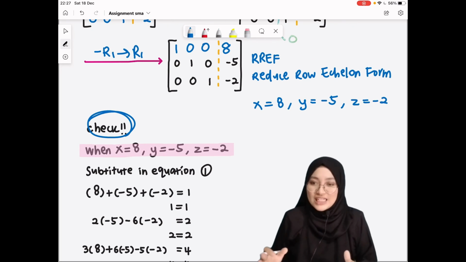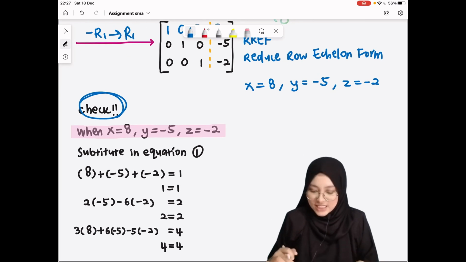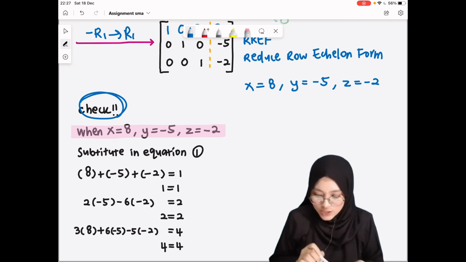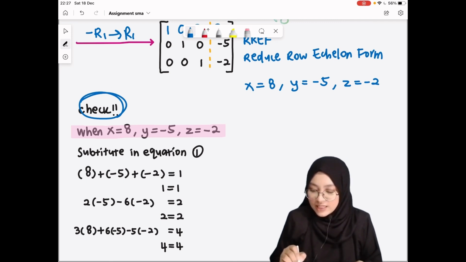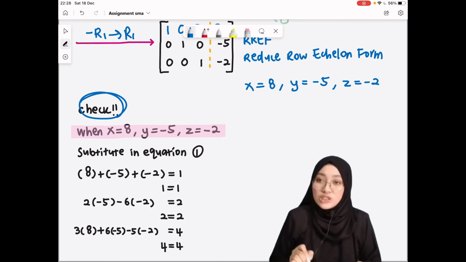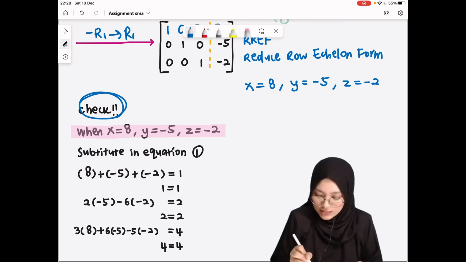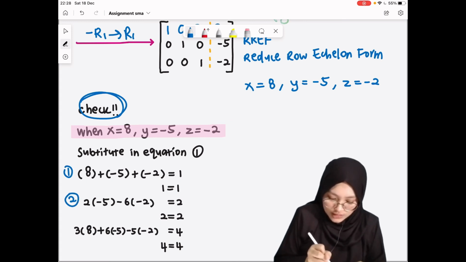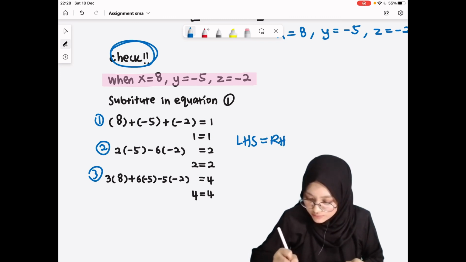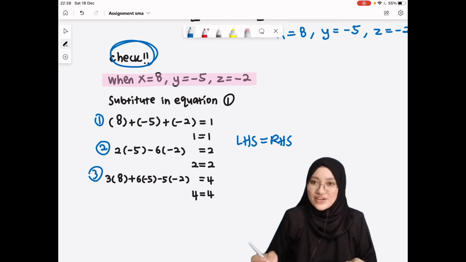But before we leave this section, we need to check this answer. Okay, here, check. We need to plug in the answer that we got: x equals 8, y equals negative 5, and z equals negative 2. We need to substitute back into the first equation, second equation, and third equation. If the left hand side equals the right hand side, then our answer is correct.